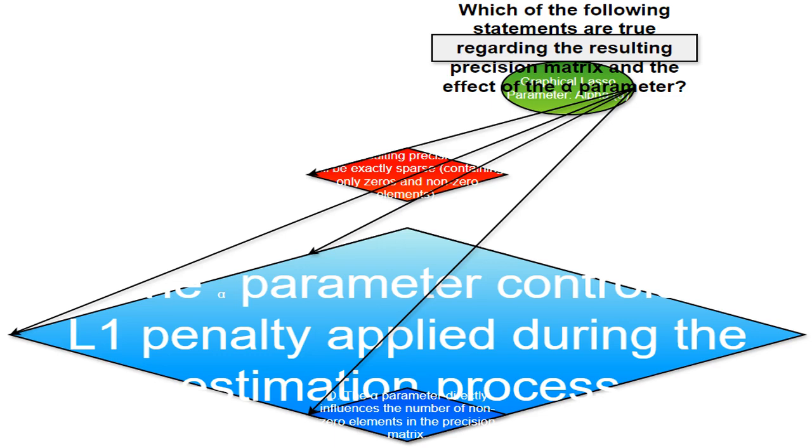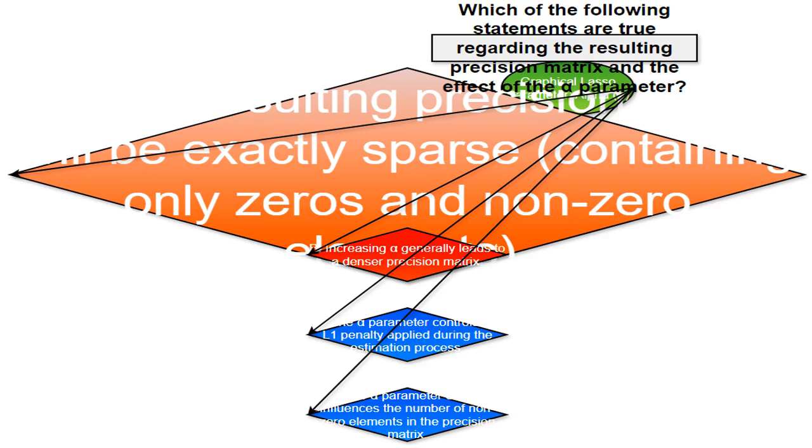Think of alpha as a dial controlling the sparsity of your precision matrix. A larger alpha means more sparsity, more zeros in the matrix. This is absolutely correct. Graphical lasso uses L1 regularization, and alpha directly determines how strong that regularization is. Think of it like this. Alpha is a tuning knob that adjusts how much we punish large values in the precision matrix. A larger alpha means a stronger penalty. Therefore, more elements will be driven to zero to reduce overall magnitude.